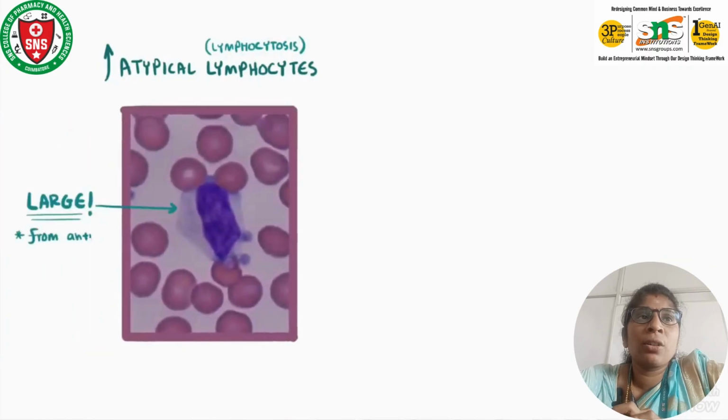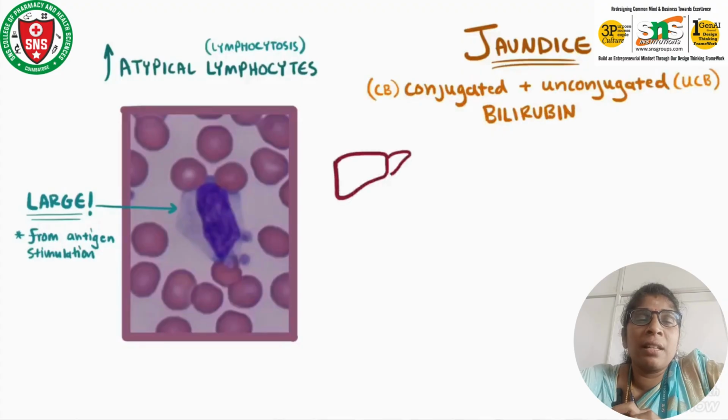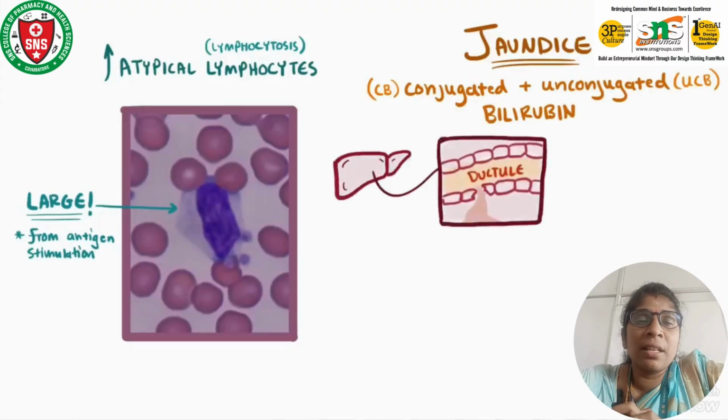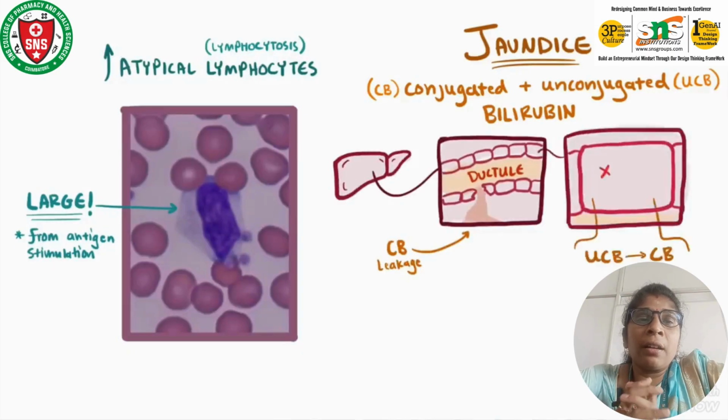And here cytotoxic killing, cell apoptosis, may happen in the liver, and it leads to liver damage, that is, the cells present in the liver may get damaged.